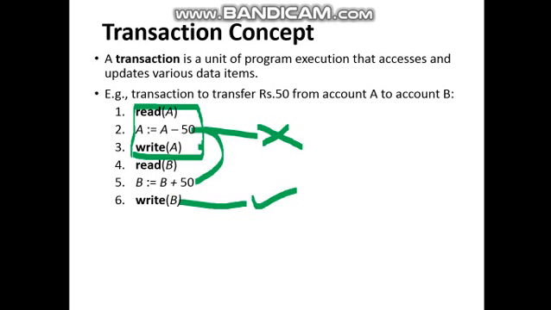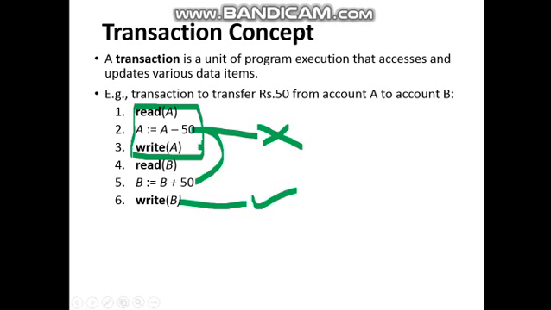So for this purpose, we have to first read the value of A, and then we have to deduct rupees 50 from A, and then we have to update the account A. Now we have to transfer this 50 into account B as shown by this arrow. For that purpose, we have to read the value of B, and then we have to add this 50 into account B and then write B.